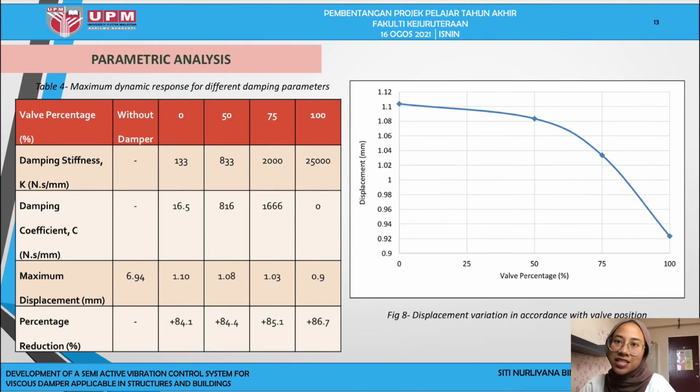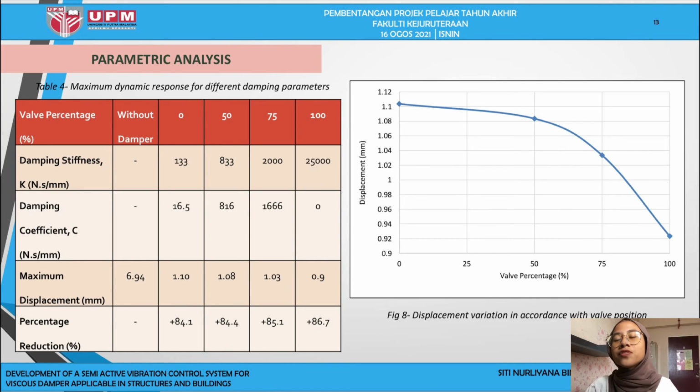A parametric analysis was evaluated to study the effect of damping coefficient and stiffness to reduce the peak mid-span displacement. As shown in the table, the peak mid-span displacement decreased slightly with the increase in damping coefficient and stiffness. At fully closed orifice valve position, where it is 100%, where damping coefficient is 0, and at high stiffness, the minimum displacement can be observed.